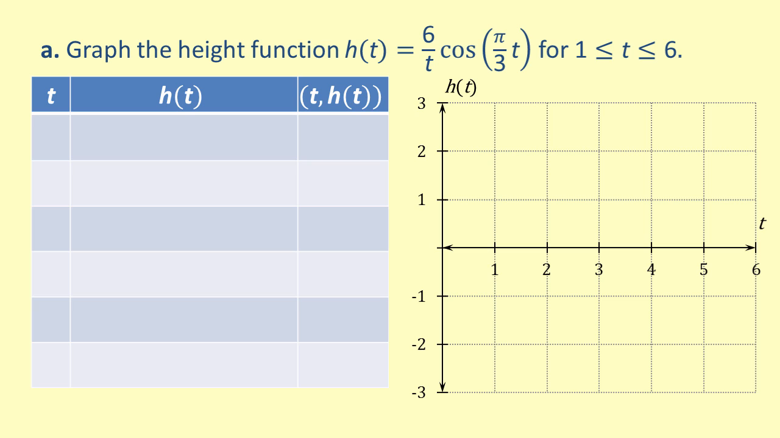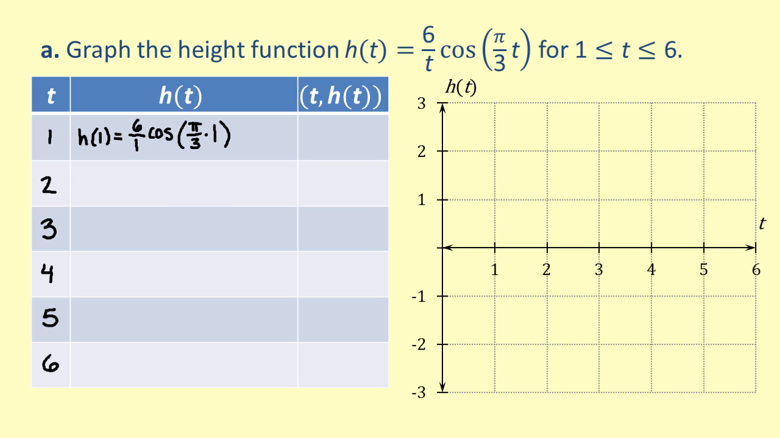We know that we will evaluate the given function for the whole number values of 1 through 6, so let's start by filling out the table accordingly. Now we can evaluate the function for each of the 6 values, starting when t equals 1, or after 1 second of time. When t equals 1, we have h of 1 equals 6 over 1 times the cosine of pi over 3 times 1.